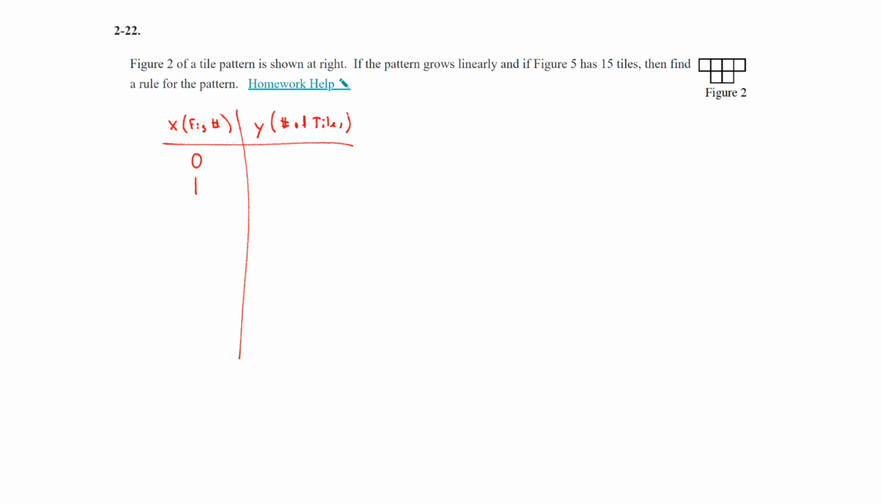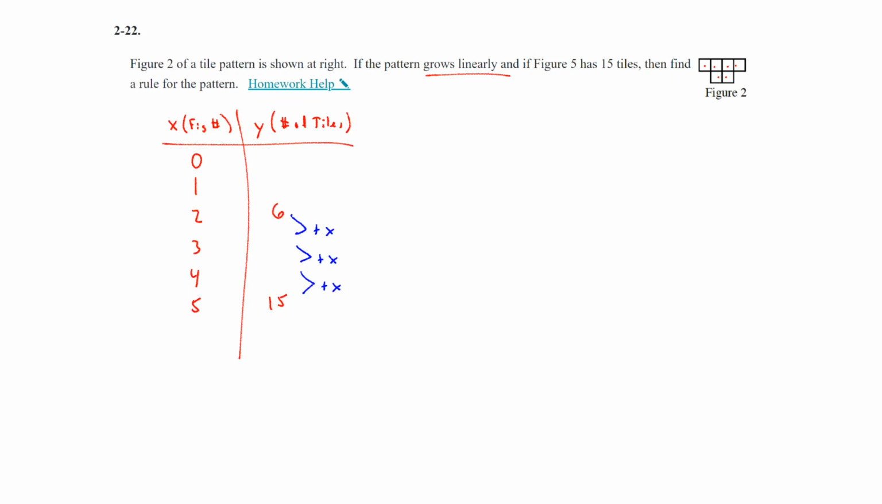We don't know what figure 0, 1 is, but we do know figure 2 is at the right here, so you can see that you have a total of 6 tiles. We also know that it grows linearly, and we also have figure 5 at 15 tiles. So how are we going to work our way through this? What is the growth as we go through? Well, you're looking to add some value, and I'm just going to call it X, each time. So if you take 6 plus a number, plus a number, plus a number again, we should get 15.